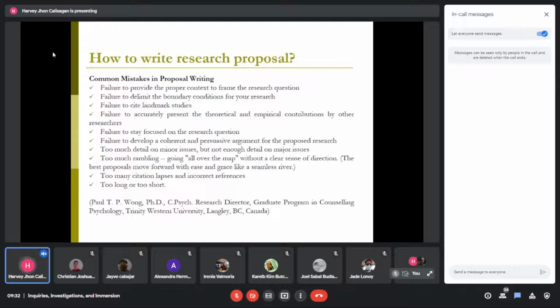And then suddenly, when the panel started to read your work, it's gone, right? You're so far off. The direction of your research is gone. So, you have to make sure that it's okay to be creative, but too much imagination is not acceptable. And failing to develop a coherent and persuasive argument for the proposed research. Okay.